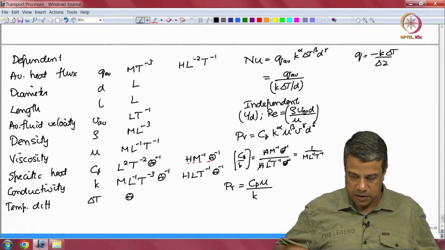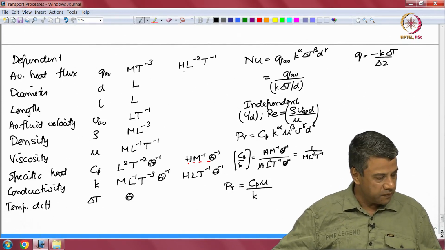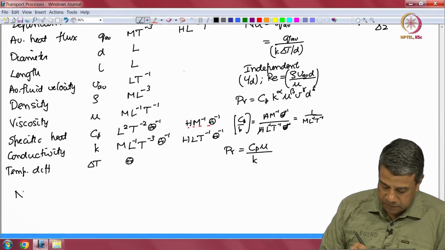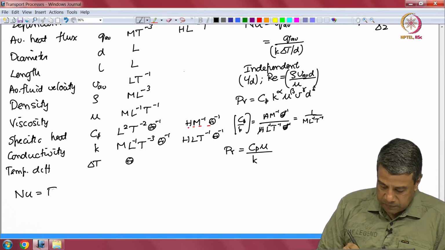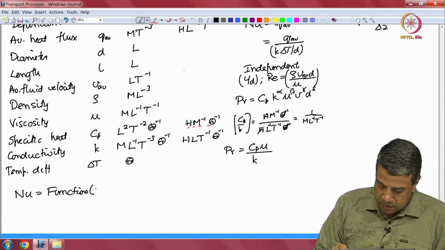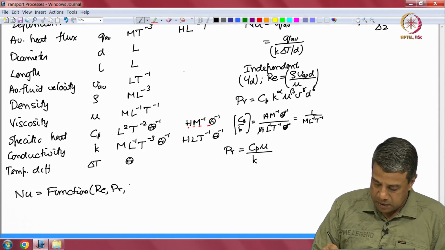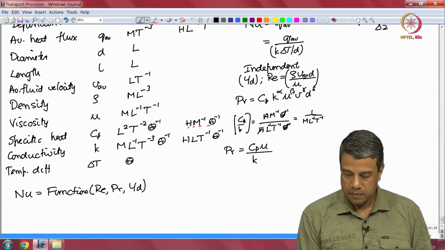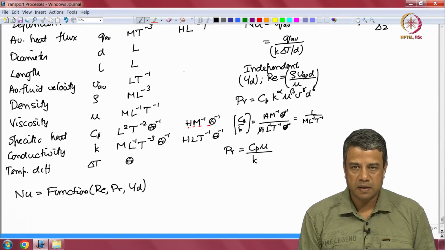Those are the dimensionless groups, and therefore the relation between these dimensionless groups has to be of the form: Nusselt number is equal to some function of the Reynolds number, Prandtl number, and L by D. Prandtl number, as we will see, will be the ratio of momentum diffusion and thermal diffusion.